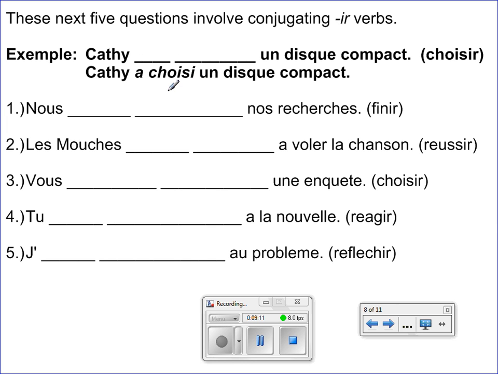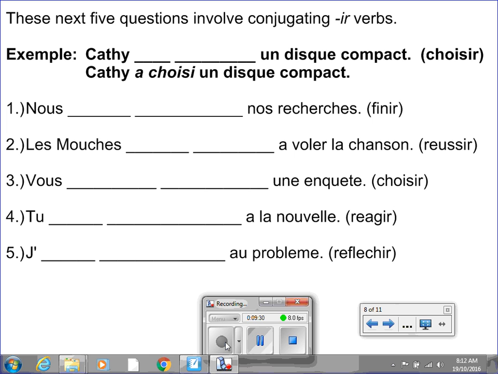So take a look at this. You know what? We did number un in the last slide. So let's look at number deux. Les mouches, double blank, la chanson. So les mouches succeed in stealing the song. Okay, but we want to change that so that we say les mouches have succeeded in stealing the song.